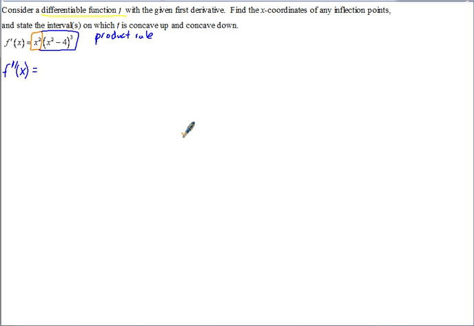Okay, so remember the product rule, we have the derivative of the first one, derivative of x squared is 2x, times the second one as it is, x squared minus 4 cubed, plus the first one as it is, x squared, times the derivative of the second one. Use the power rule, but also because there's a function inside, you also have to use the chain rule. So using the power on the outside, that would be 3 times x squared minus 4 squared, times the derivative inside, which is 2x.